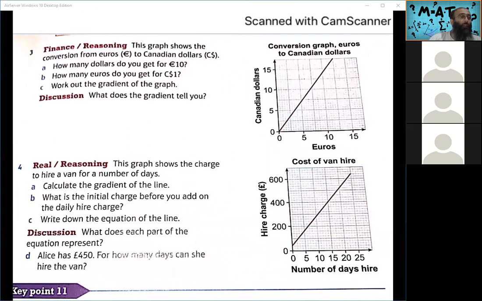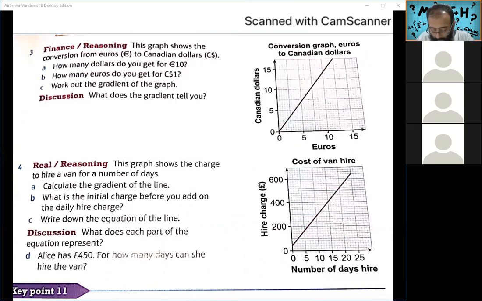This graph shows the conversion from euros to Canadian dollars. How many dollars do you get from 10 euros? Okay, let's stop there. Now let's do the first one. So what do we do for that question? How do we work it out from the graph?